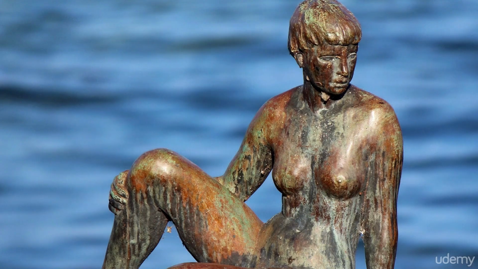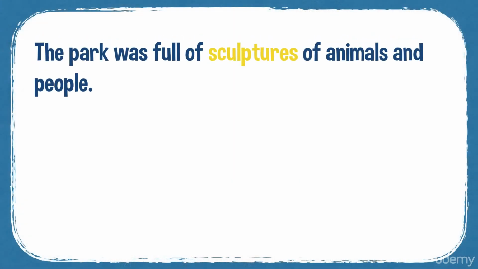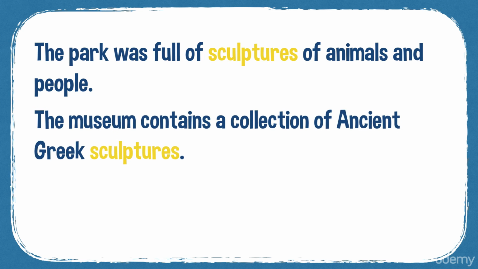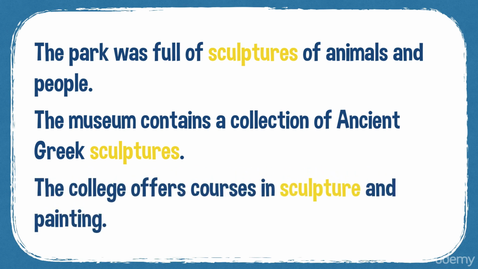Sculptures, though, can also be of people or animals, but when we talk about sculptures of people, we often talk about them as statues. So a statue is often of a person, but a sculpture can be of anything: people or boats or dogs or abstract things. So here are some example sentences. The park was full of sculptures of animals and people. The museum contains a collection of ancient Greek sculptures. The college offers courses in sculpture and painting.